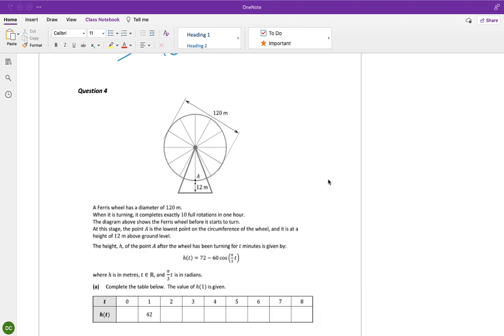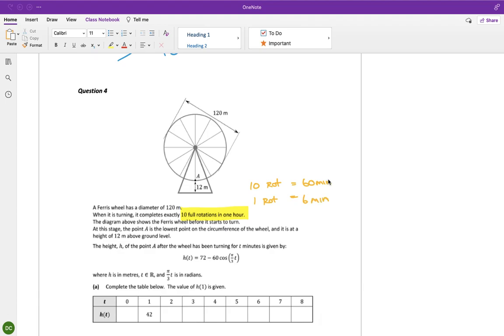So a Ferris wheel has a diameter of 120 meters. Sorry, let me check if this is my question. When it is turning, it completes exactly 10 full rotations in 1 hour. So 10 rotations in 60 minutes, which means 1 rotation in 6 minutes.